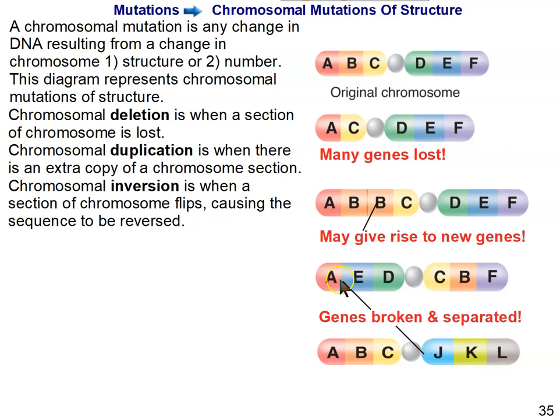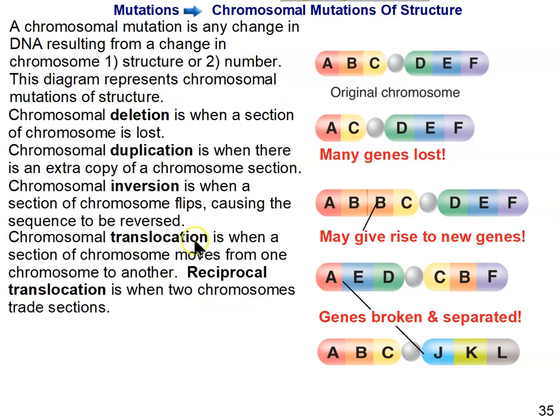But some genes are together on chromosomes and need to be read in order. So this will change the order that genes are going to be expressed. So it separates genes so that they won't be expressed together. And that can cause problems.